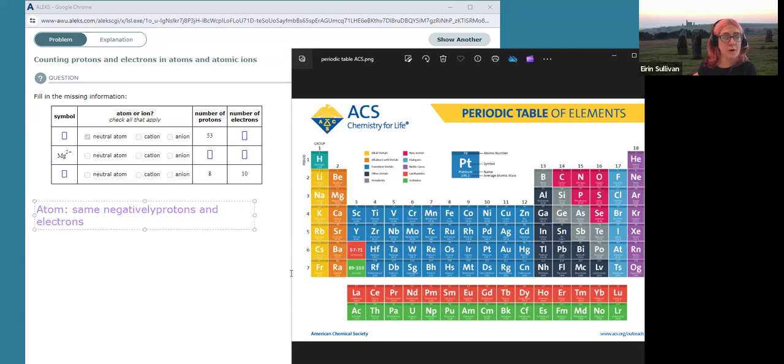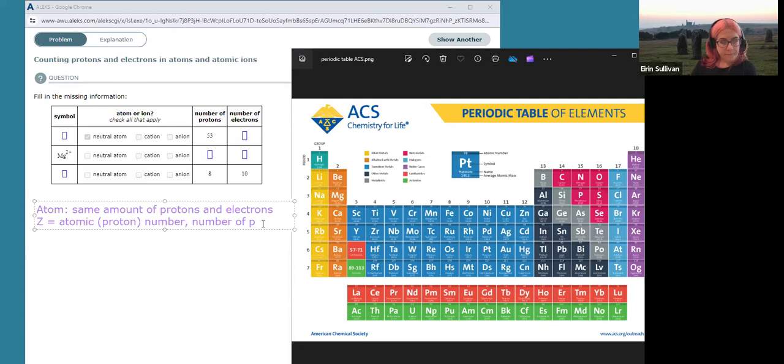So the easy way to work out how many protons and electrons you should have is to use the atomic number, or Z, okay? So Z is the atomic number or proton number, and that tells you how many protons you have in the nucleus. So if you have the number of protons, then you will by default know the number of electrons in an atom, okay?